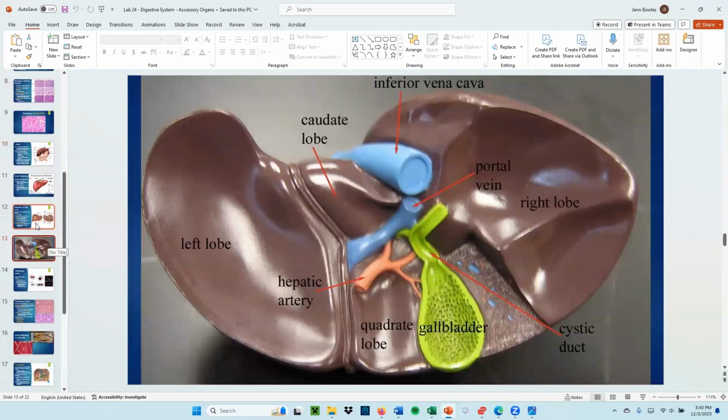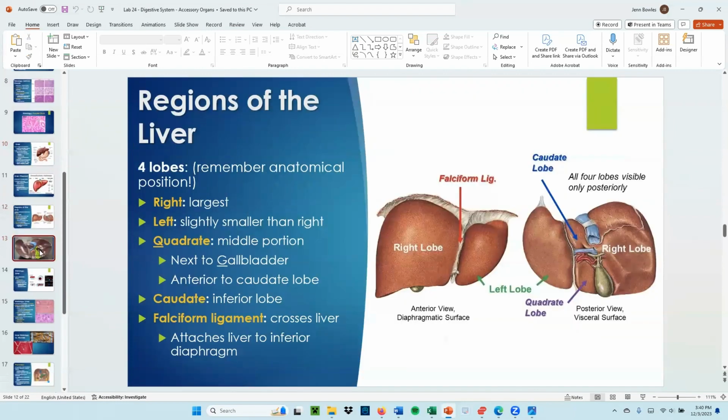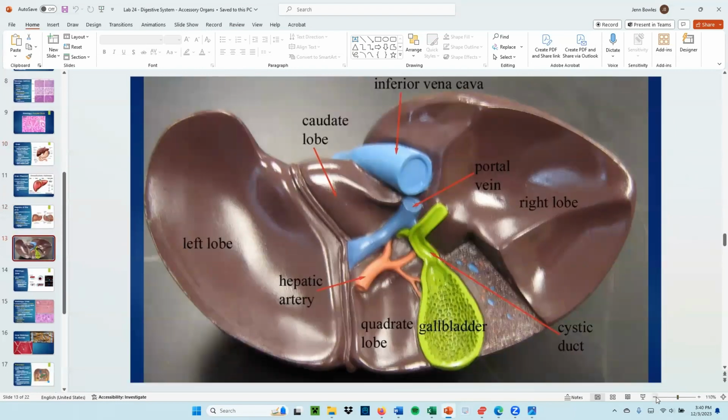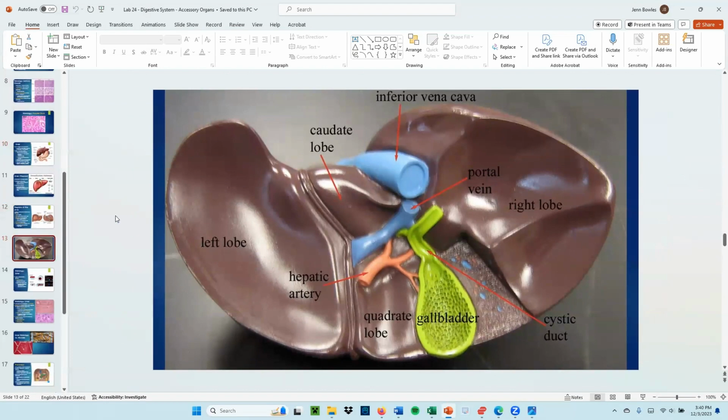Oh, I did want to mention on our liver model, this guy is weird. It's not an anatomical position, which is why a lot of students tend to mix up left versus right. So I want to make sure we cover that today. First, let's go ahead and orient ourselves. That's super important for this one.